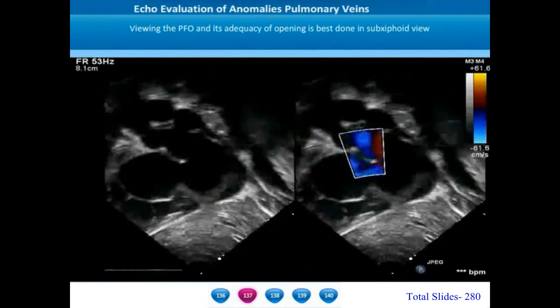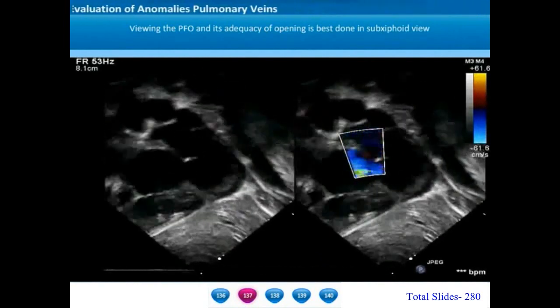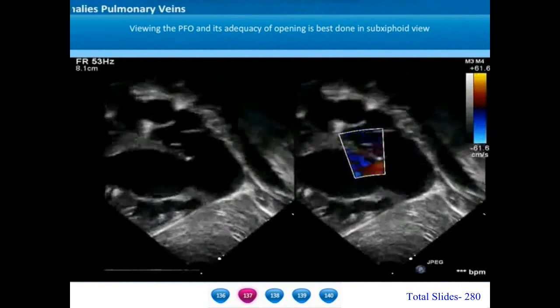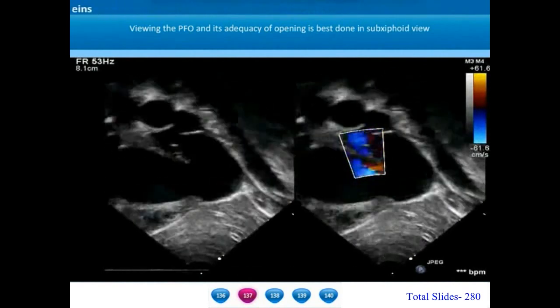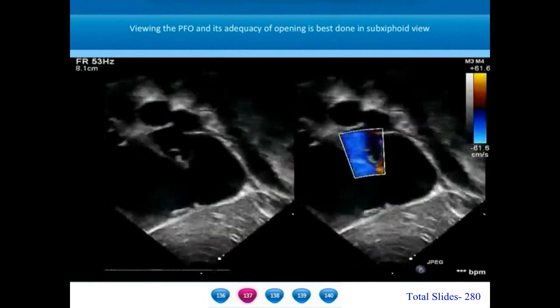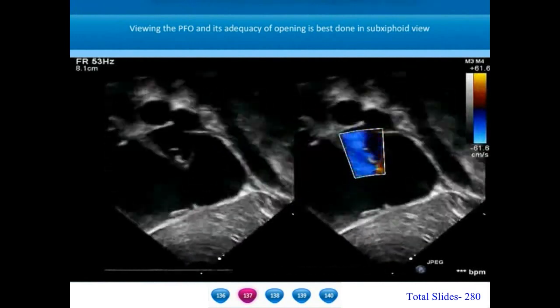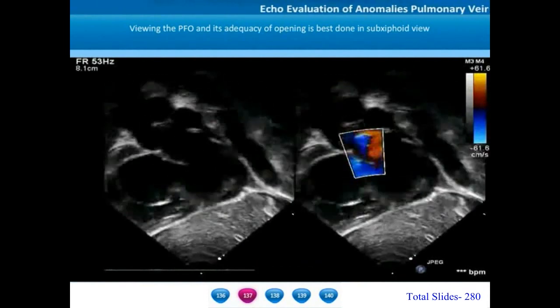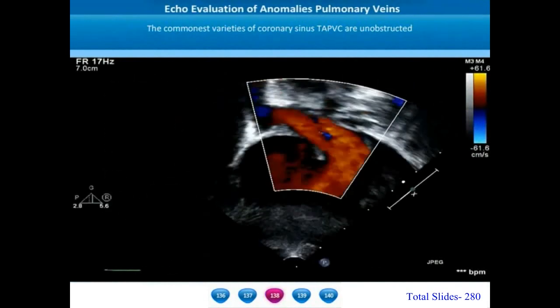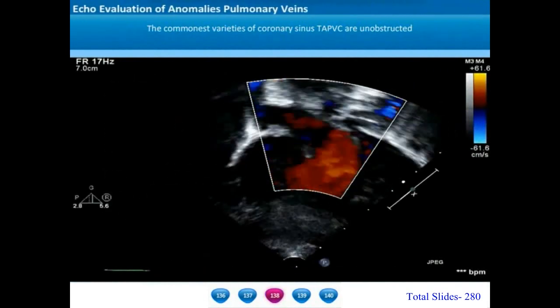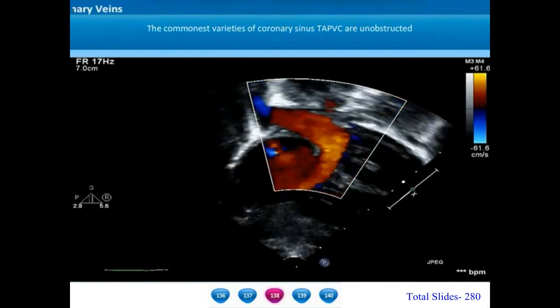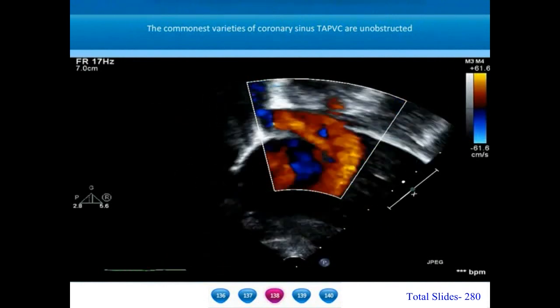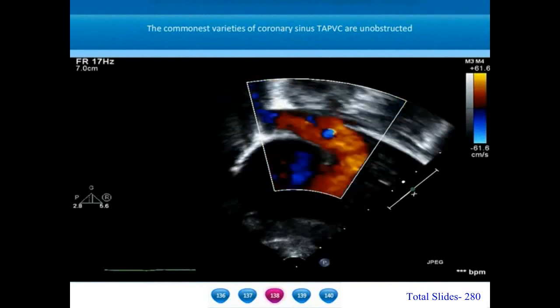In coronary sinus TAPVCs, from the subxiphoid view, we will be able to appreciate the adequacy of the fossa ovalis ASD. If there is any obstruction at the level of foramen ovale, it will be shown very well from the subxiphoid view. As we discussed earlier, most of the coronary sinus TAPVCs are unobstructed. They do not have any gradient along the pathway.